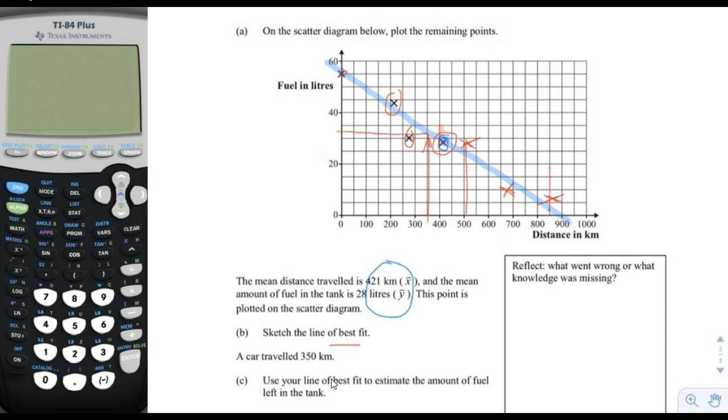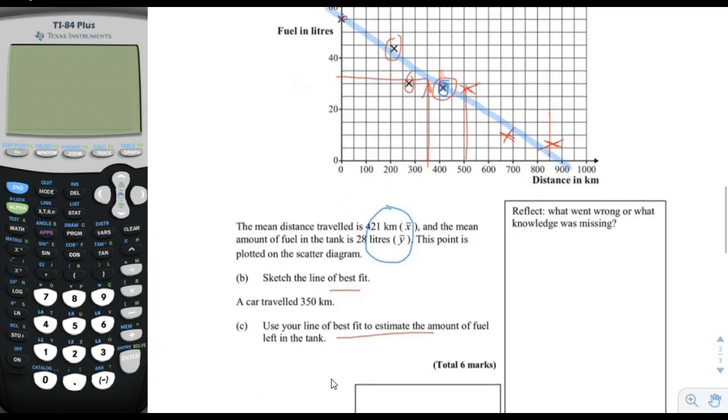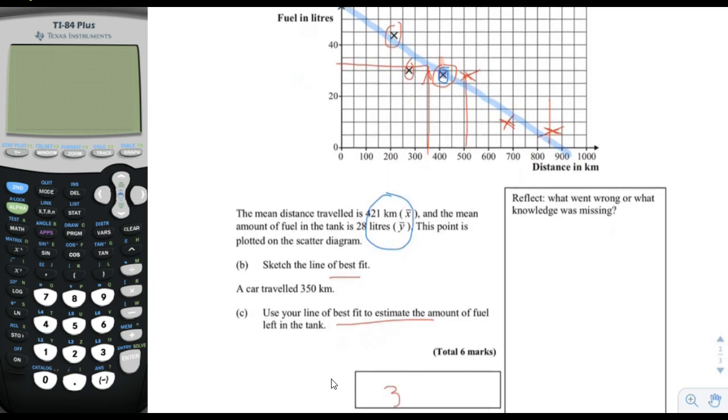And we're going to get to about 32, I think. Okay? So use your line of best fit to estimate the amount of fuel left in the tank. I would say about 32 liters, because of the line I just drew here.